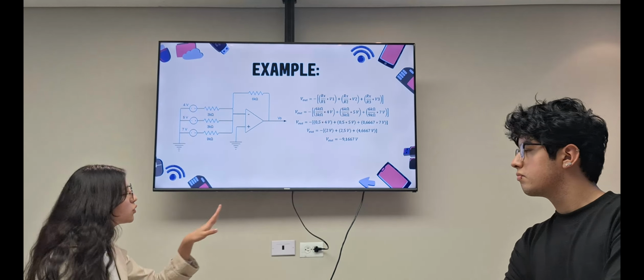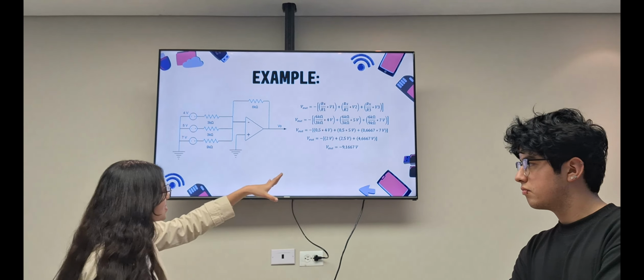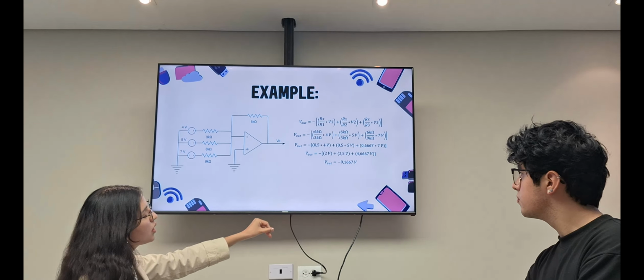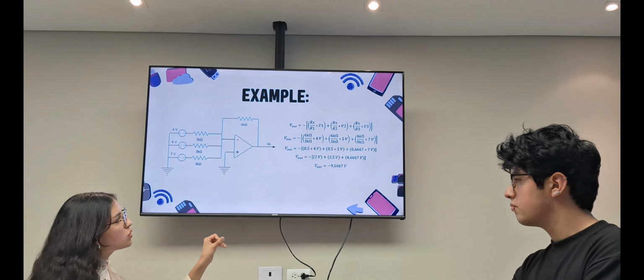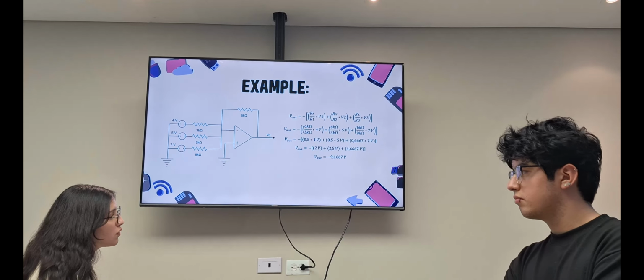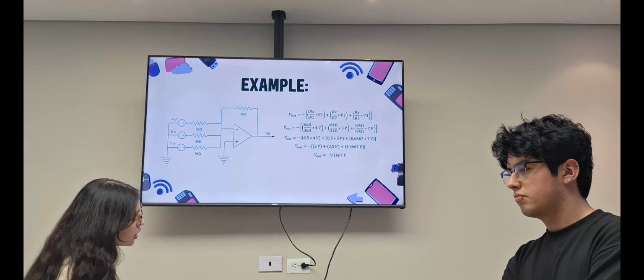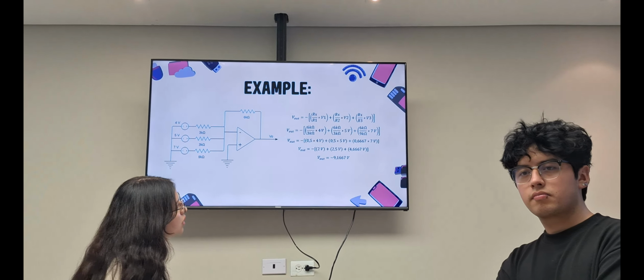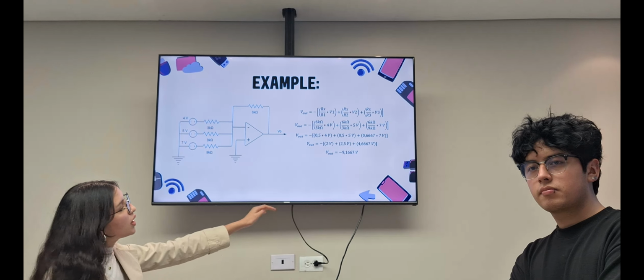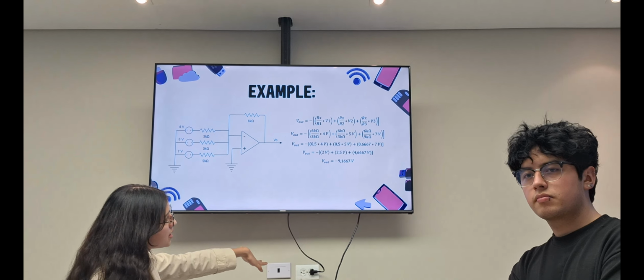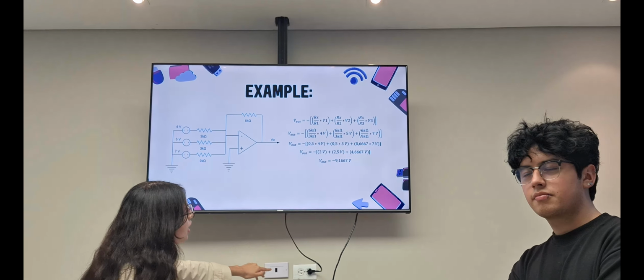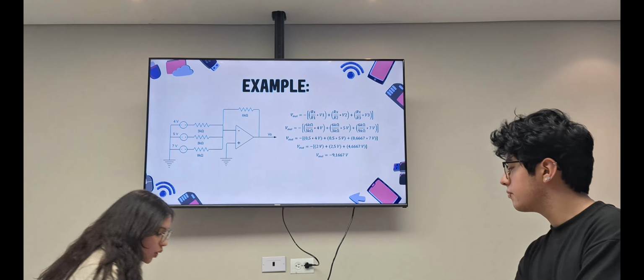If we do the sums, we will have V out equal to minus 2 volts plus 2.5 volts and plus 4.667 volts. So the final V out is going to be minus 9.1667 volts.